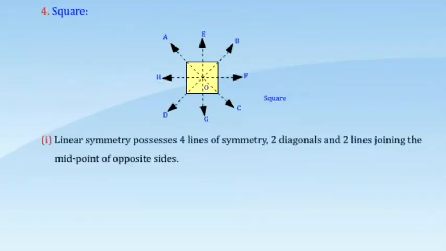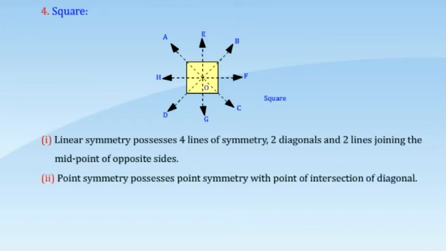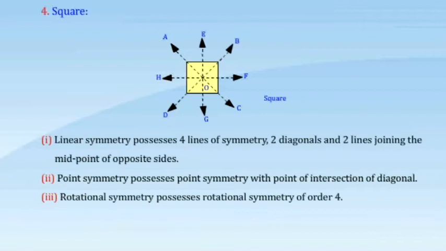Square. Linear symmetry possesses four lines of symmetry, two diagonals and two lines joining the midpoint of opposite sides. Point symmetry possesses point symmetry with point of intersection of diagonals. Rotational symmetry possesses rotational symmetry of order 4.